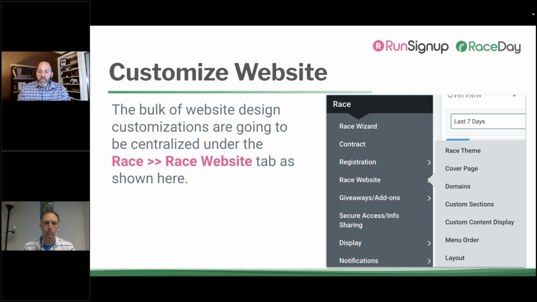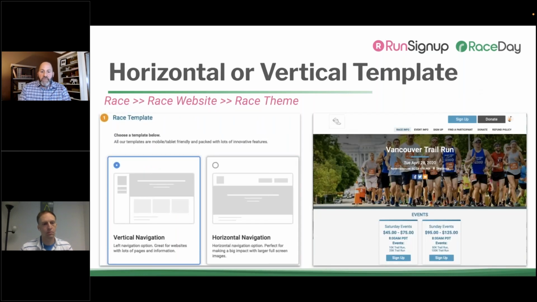Customizing the website. So most of the customization you're going to be able to do is going to be under race and then race website. So this is where you can go in and configure one of the features under the race theme, which is whether you want to have a vertical or a horizontal navigation. So you can play with kind of the look and feel of it. You can see it showing you with these sort of grayed boxes what that will potentially look like.